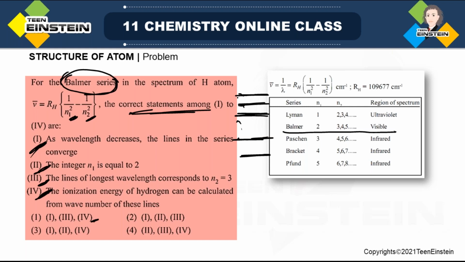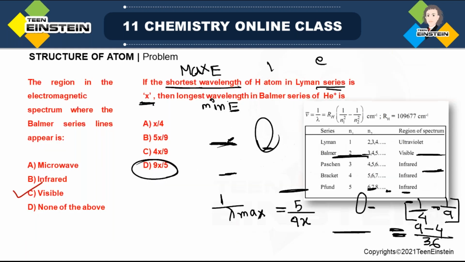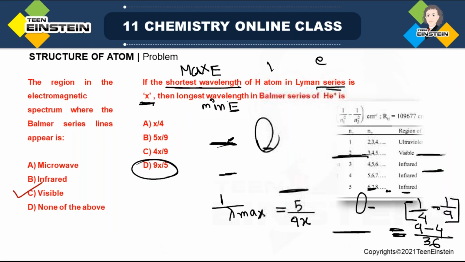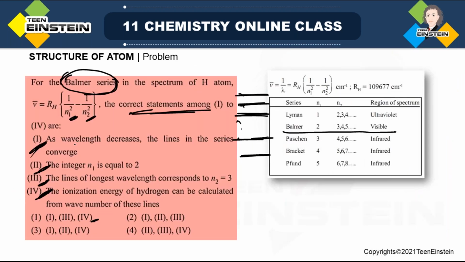If you look at the energy levels, you can see that. Just have a look. As you move from 1 to 2 to 3, gradually the energy gap between the individual levels is decreasing. So the gap between 2 and 1 is very high, but the gap between 6 and 7 or 5 and 4 is gradually decreasing. So just keep that in mind. So if it is so, as wavelength decreases, that means as energy increases, the lines in the series will converge.